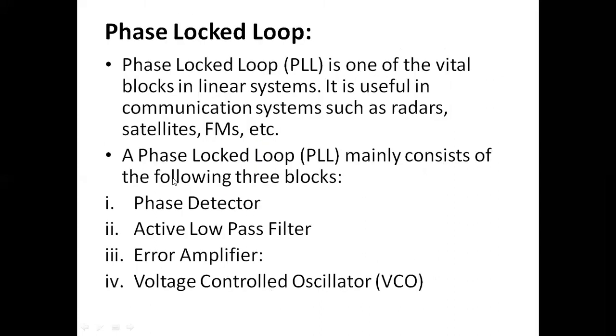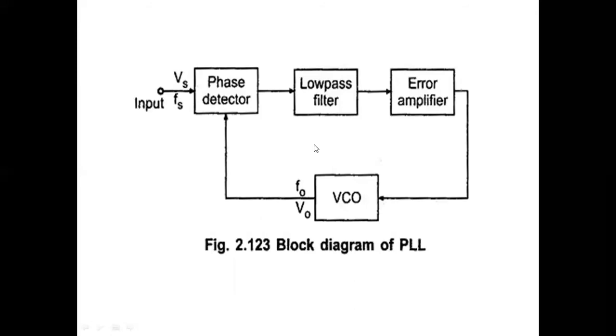Next one is the phase locked loop. It is one of the vital blocks in linear systems, and it is used in main communication systems like radars, satellites, and FMs. Mainly a PLL consists of 4 blocks: phase detector, active low pass filter, error amplifier, and voltage controlled oscillator. These are the 4 blocks, and the PLL is available in IC form as IC565. Here we are applying some input with the voltage Vs and frequency Fs. Already the VCO has some frequency F0. The voltage from the VCO is represented as V0 here.